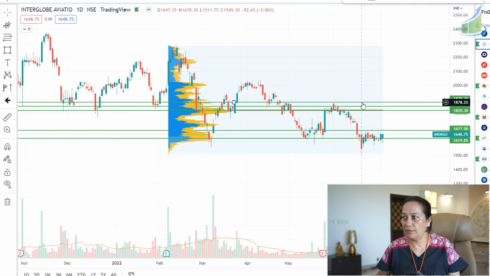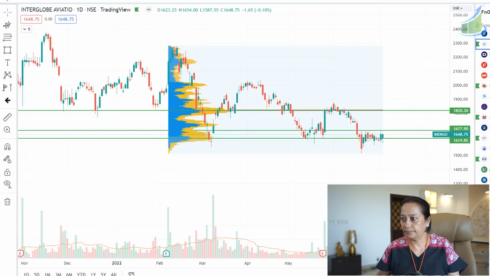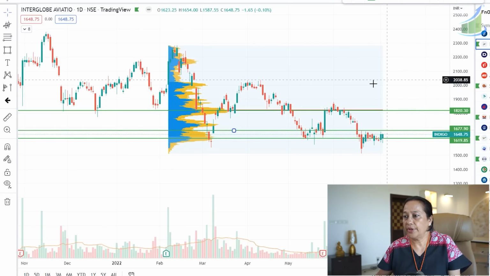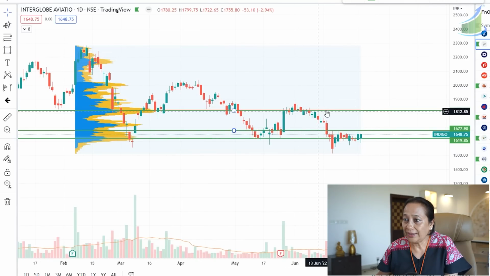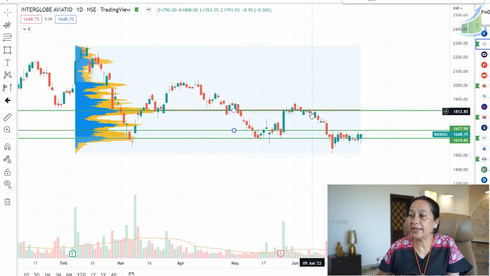Let me just remove all of it so that you can see it more clearly. So here you see where the sellers are sitting. Now you want to know where exactly the sellers are sitting. Where is the supply zone? Where are the suppliers sitting? Where are the people shorting? So 1820 is a place where sellers are sitting. This is a supply zone.